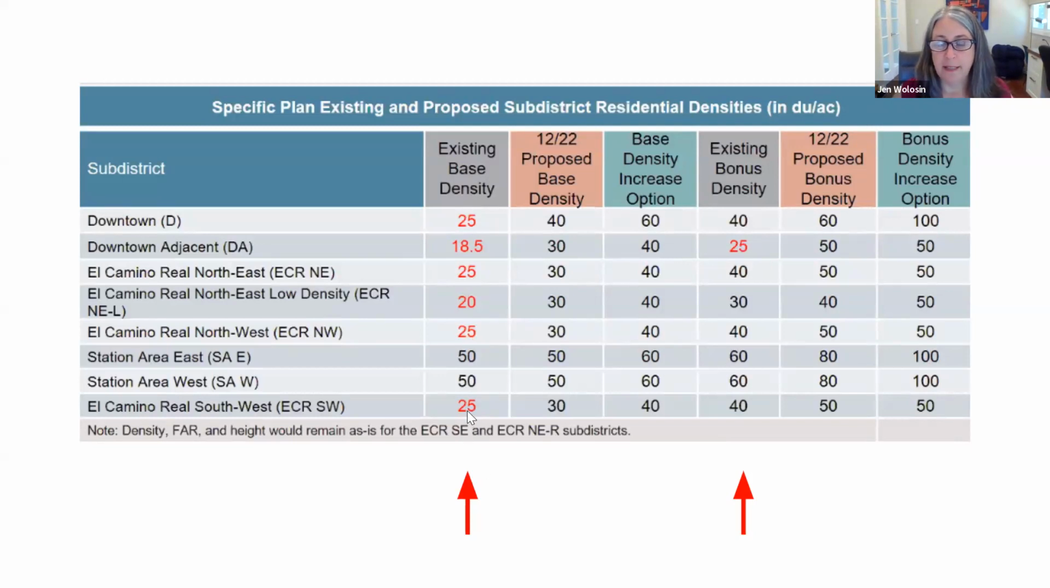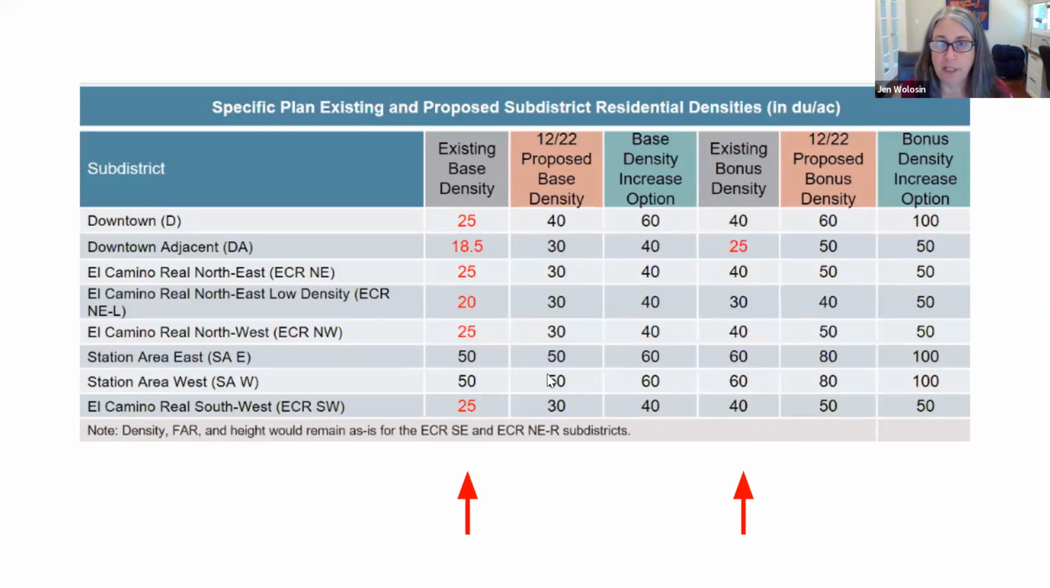The base density allowed ranges from 18.5 units an acre to 50 units an acre. And remember, we are required to have at least 30 units an acre to be compliant with our housing element. And then the bonus level development that was allowed in the downtown specific plan, again in this gray column, ranged from 25 units an acre, which again is below the 30, up to 60. And we saw that 60 in one of the zoning districts that I showed you.